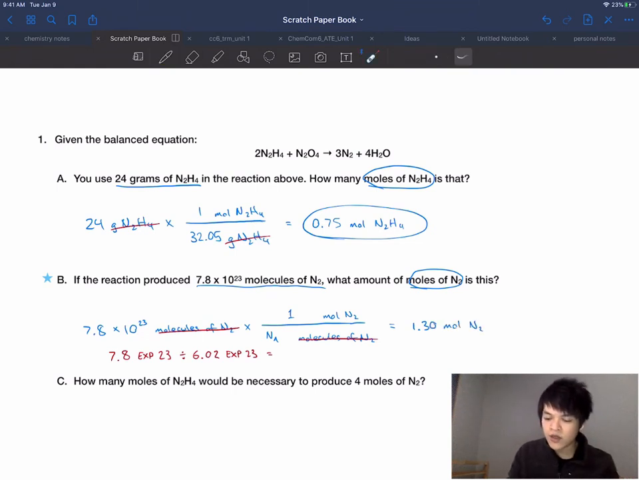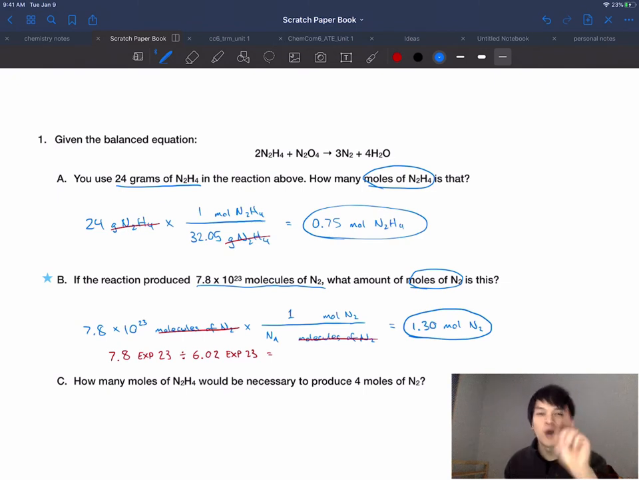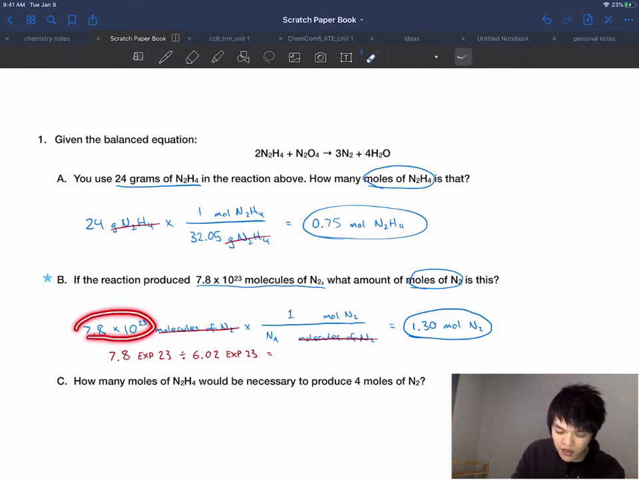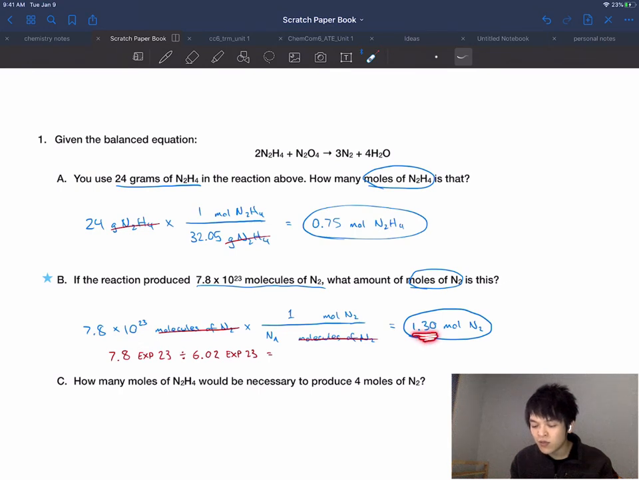Okay, now does this really make sense? If you think about it, 1 mole of any substance is 6.02 times 10 to the 23, right? And what we have here is a number that's a little bit bigger than 6.02 times 10 to the 23, 7.8 times 10 to the 23. So it's a little bit bigger than 1, all right? So yeah, it should make sense here.